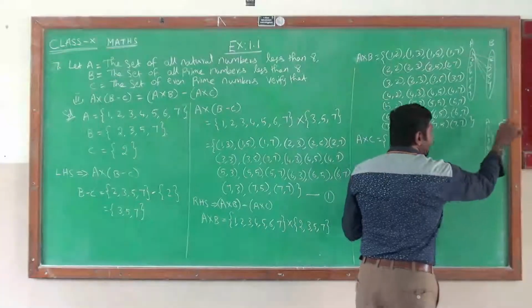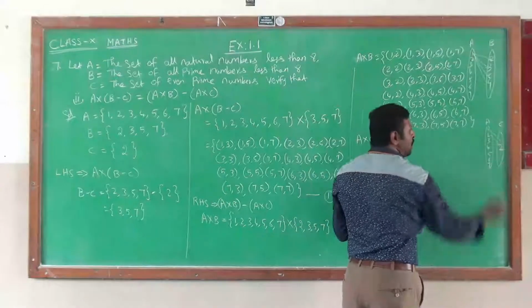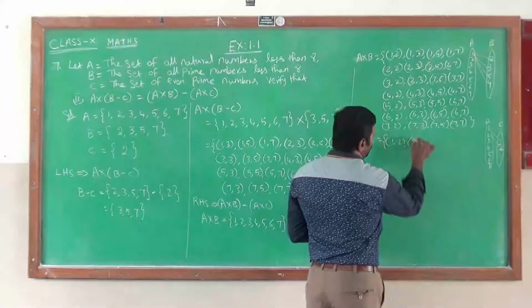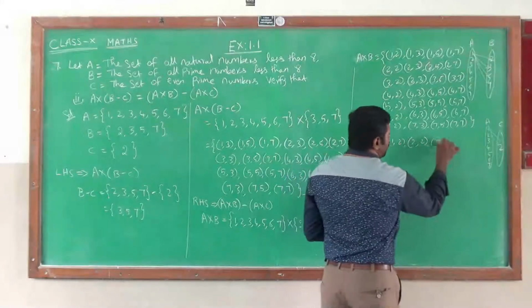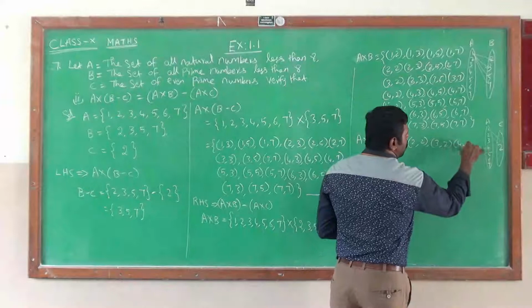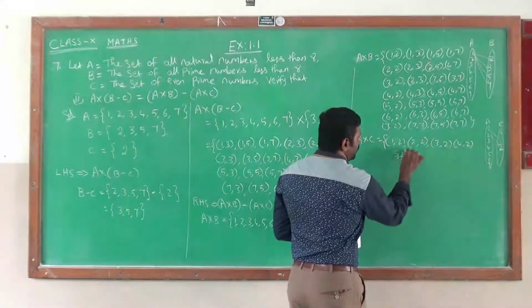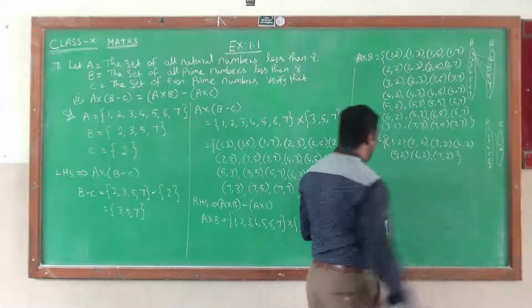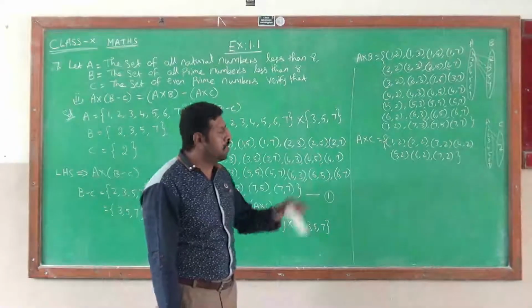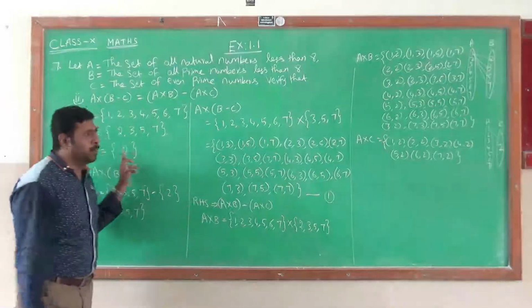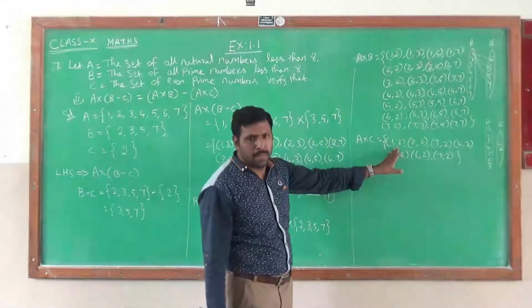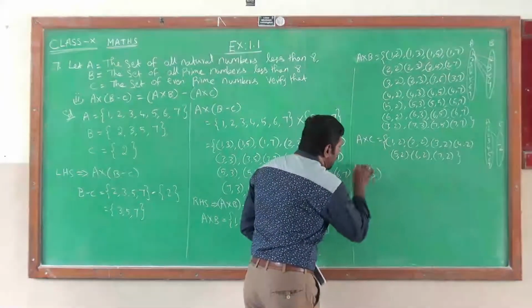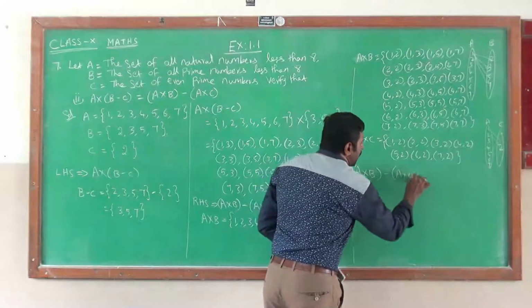This is set A. This is set C. 1 is mapping with 2. 2 is mapping with 2. Right? Then the ordered pairs are 1, 2, 2, 2, 3, 2 and then 4, 2, 5, 2 and then 6, 2 and 7, 2. This is A cross C. In C we have only one element, so we get the ordered pairs like this, right? Then we have to find the RHS set, A cross B minus A cross C.